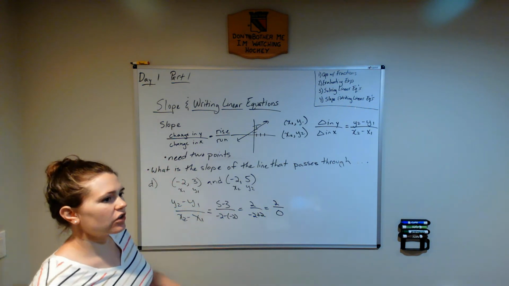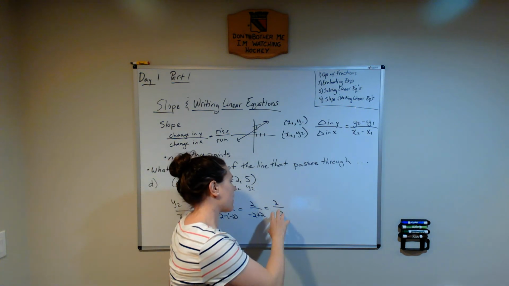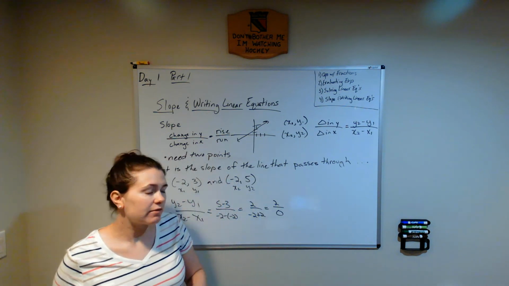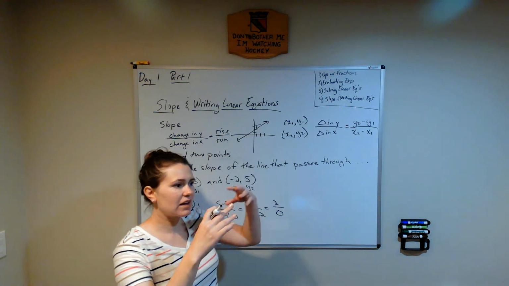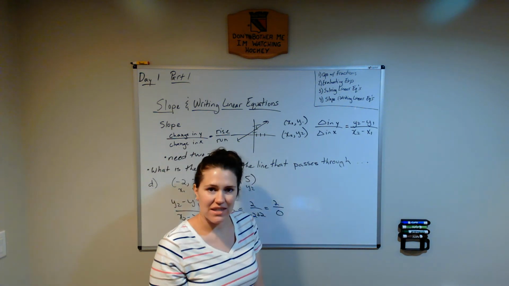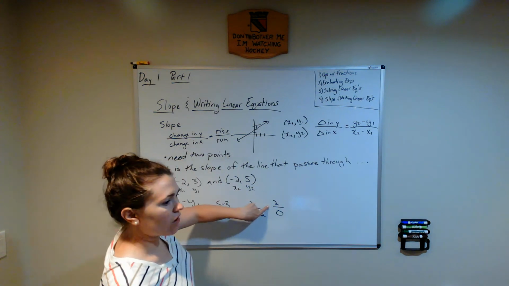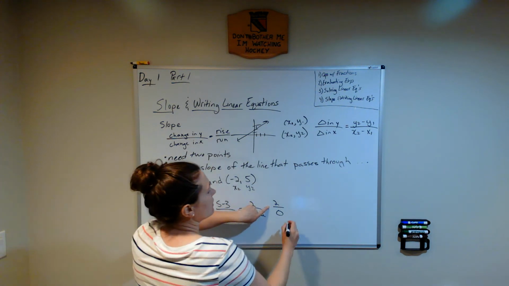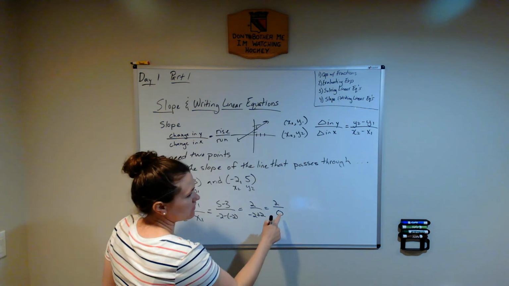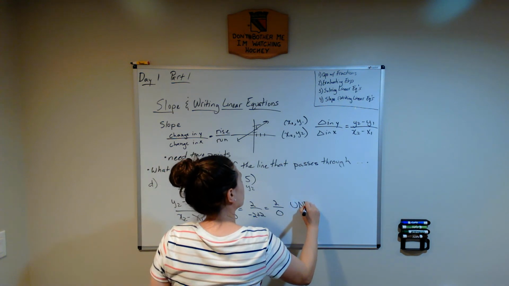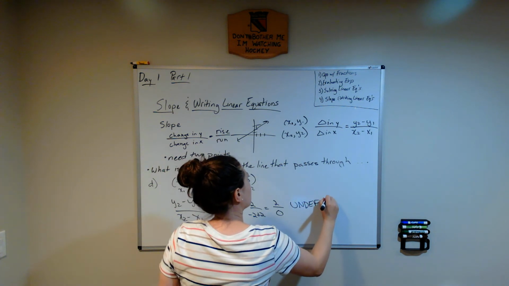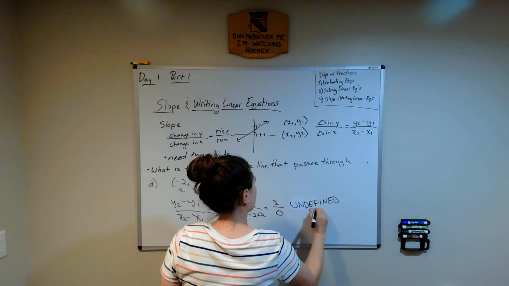So you're taking 2 and dividing it by nothing. You're saying 2 divided by something that doesn't exist. This is not allowed. 2 divided by 0, 0 is not allowed in the denominator of a fraction. This is called an undefined slope.